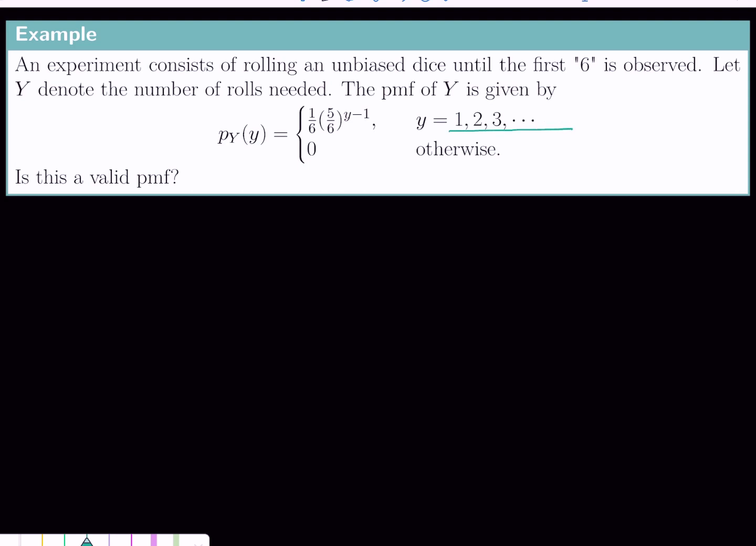Is this a valid PMF? How do we check if this is a valid PMF? If this is a valid PMF, the summation of this, let me write down, 1 over 6 is the constant.